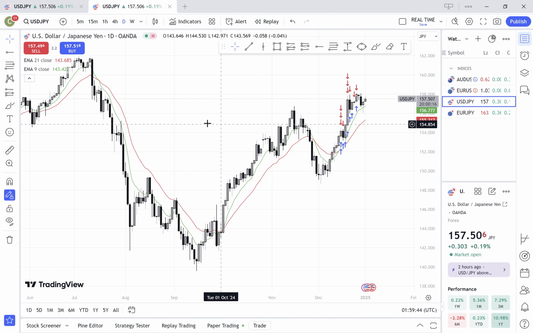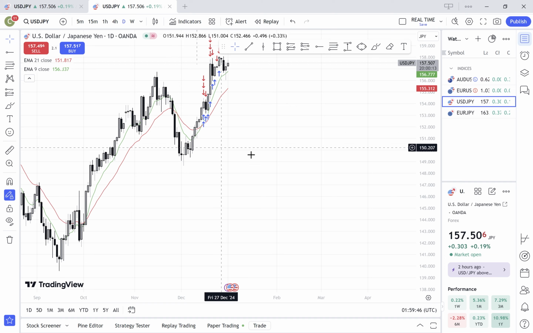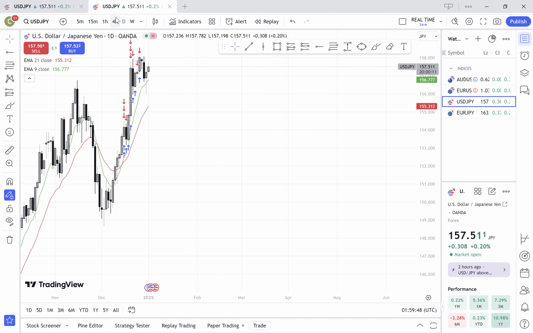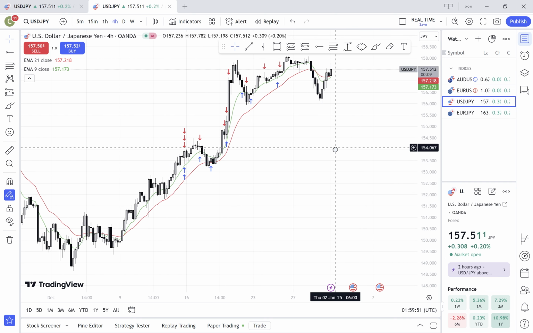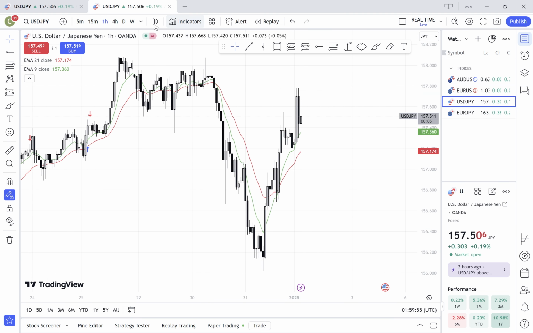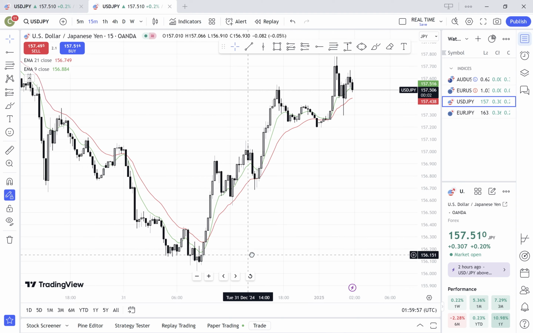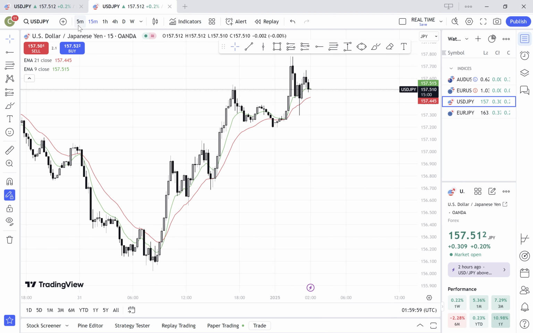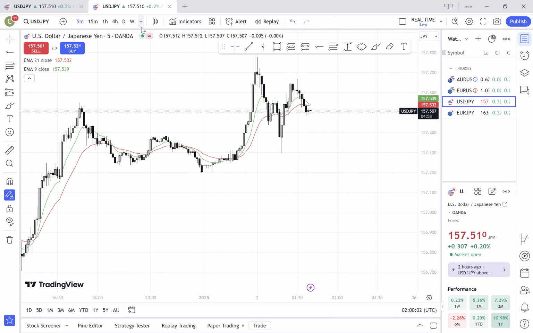In the daily time frame, again, it is bullish in structure. Let's go into the 4 hours time frame. It is again bullish in structure. Let's go into the 1 hour time frame. It is bullish in structure. Going into the 15 minutes time frame, it is bullish in structure. And yeah, pretty much we're going to take long positions only.